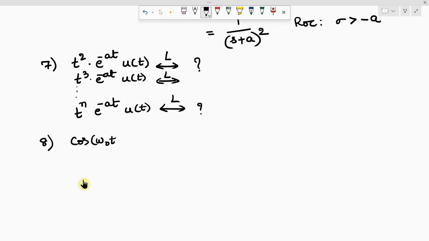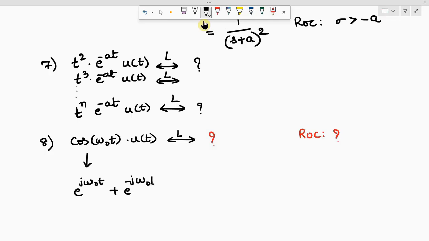Cos omega naught t into u of t. So how can I represent this? I need the Laplace transform for this, and also I need the ROC for this. You can represent this as e power of j omega naught t plus e power of minus j omega naught t, divided by 2. Am I correct? Yes, sir. Into u of t. This is how I can properly write it.